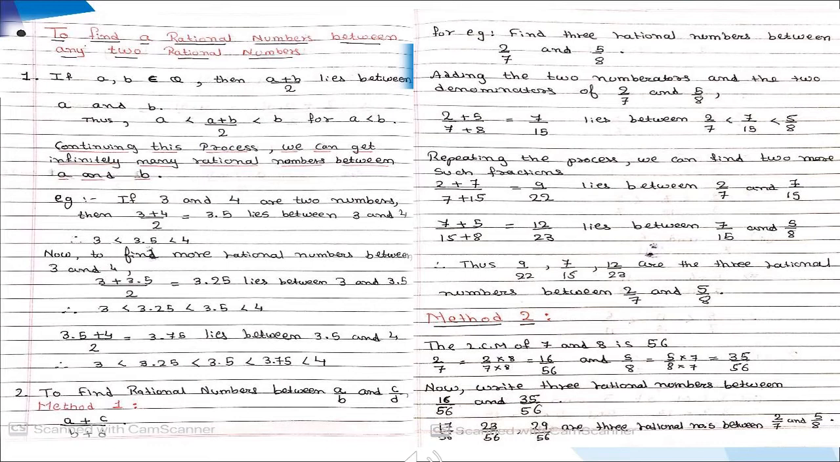Now in the second type, in the second point, you will be asked to find between exactly two fractions which will be in the form of p upon q. Then how will you do it? Again for that there are two methods.